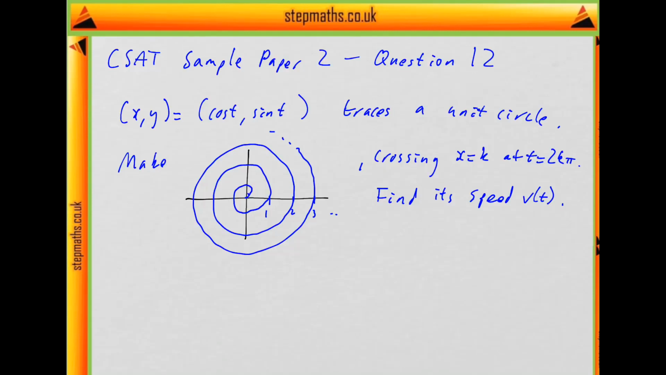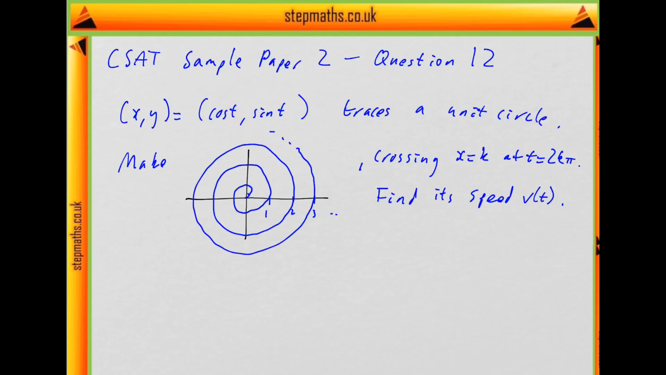This is question 12 from the second CSAT sample paper. Here we're told that the coordinates cos t, sin t trace out a unit circle. If we imagine t is time, so this is increasing, it traces out a unit circle.